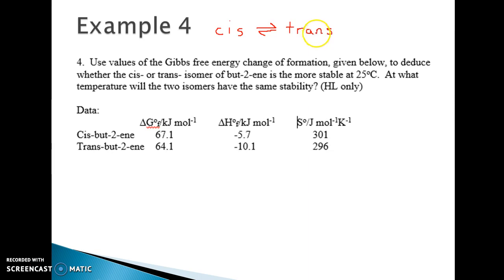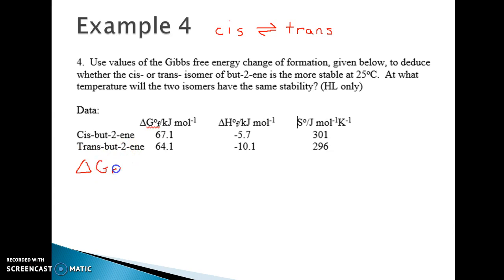And we're going to figure out which one from these thermodynamic calculations. Basically, if this reaction is spontaneous at 25 degrees Celsius, then the trans isomer will be the one that is more stable. If we find that it's not spontaneous, that means the cis isomer is favored, because the reaction is not spontaneous in that direction. So the cis isomer would be favored. Okay, so let's look at how we would figure that out.